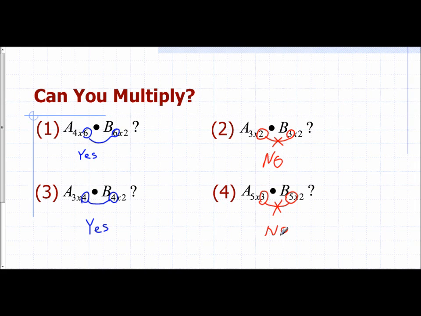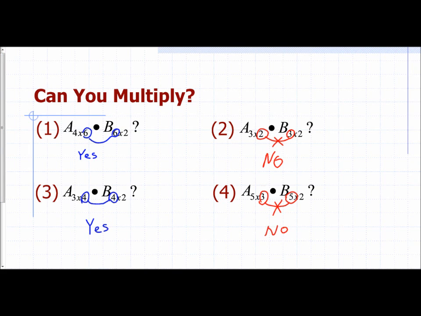Now, when you're multiplying matrices, you want to make sure first, before you go into multiplication, that the columns in the first match the rows in the second. Make sure the inside numbers match before you start multiplying, because it's not possible if they're not the same.